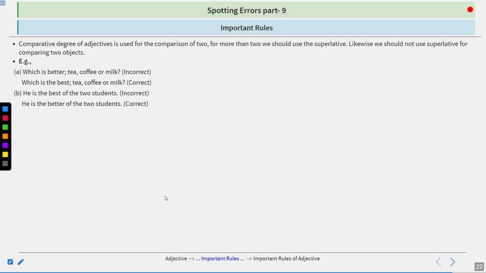So to express selection in two things or two persons, we can use comparative degree. But with more than two things or persons, we have to use superlative degree. I hope you have understood.